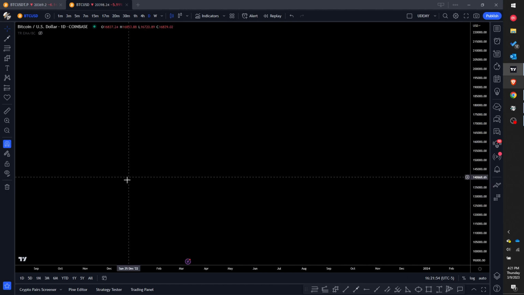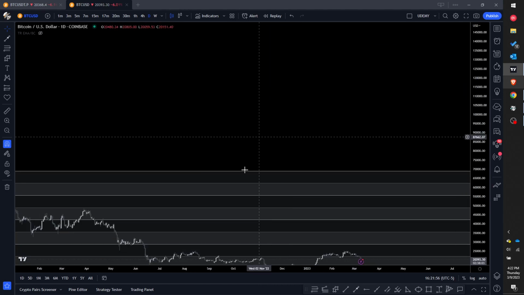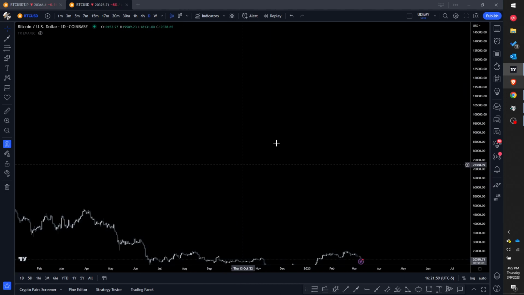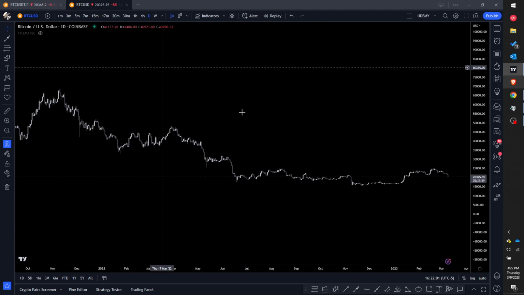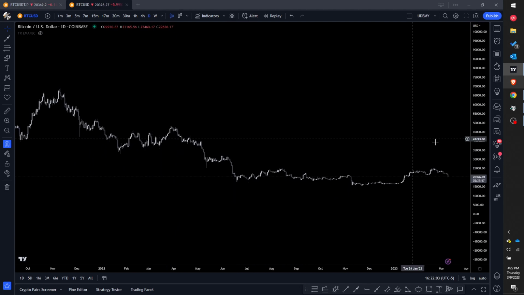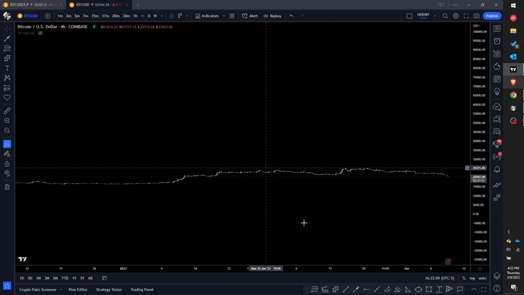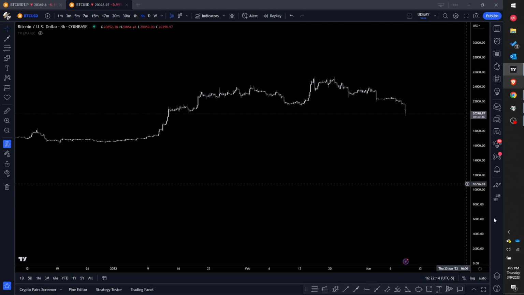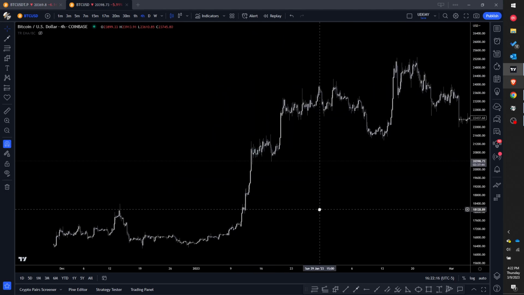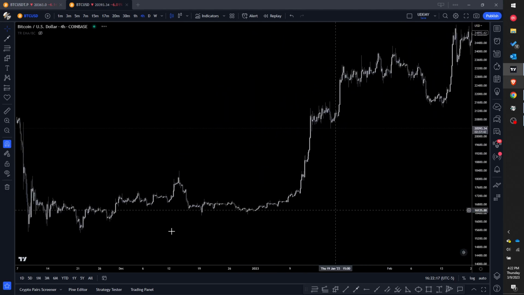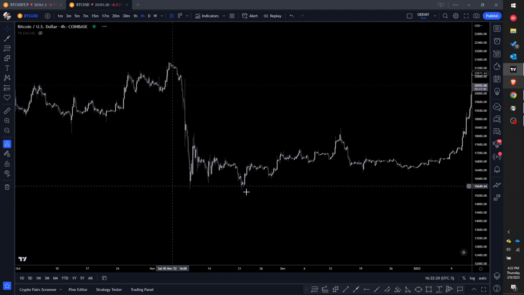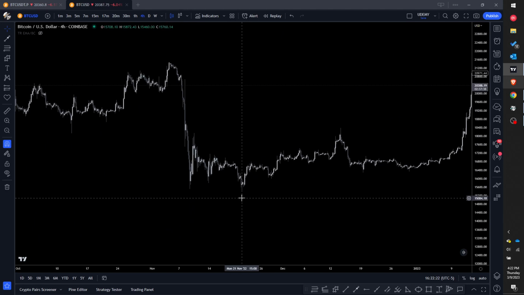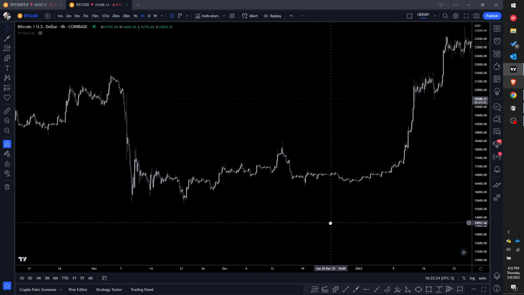I'm sorry if that kind of went in all sorts of directions, but hopefully if I do some examples here, things might start clicking. Okay, so what am I in here? The daily. Yeah. I'm going to switch down to maybe a 4 hour. And let's just start looking from this recent bottom that we had here at 15 some thousand.